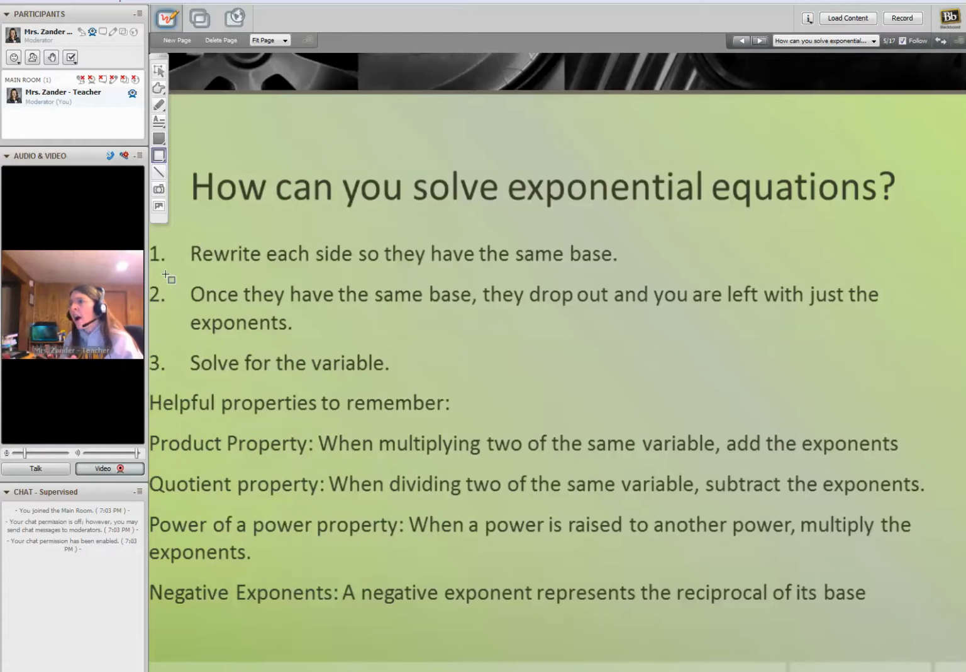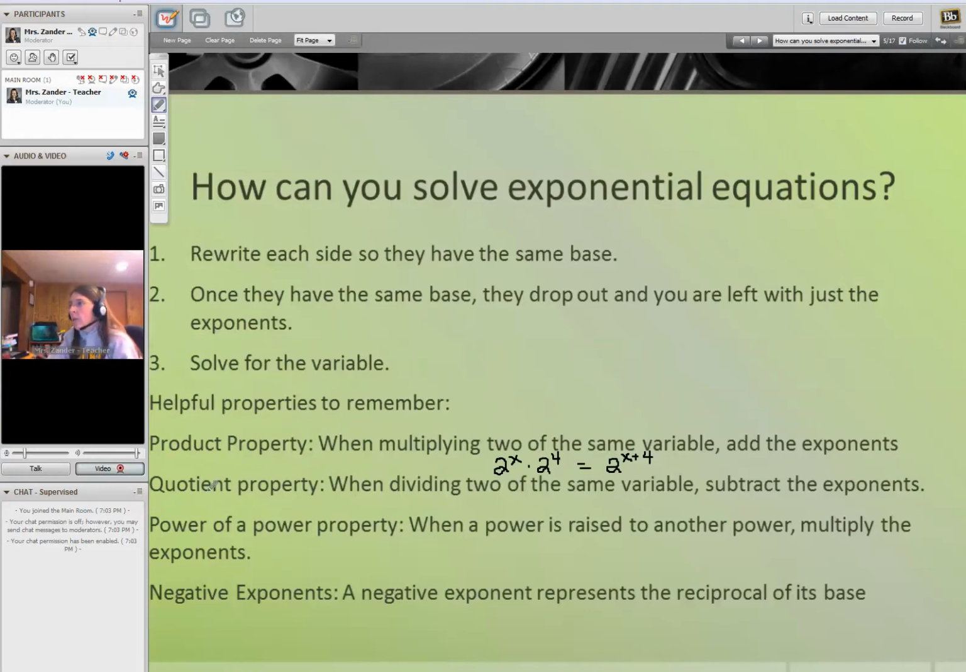There are some helpful properties that we need to remember when we are dealing with solving exponential equations, and hopefully you can remember some of these from our Algebra 1 days. Let's take a look here. The first one is the product property, and that says when multiplying two of the same variable, you're going to add the exponents. So if I were to have 2 to the x power times 2 to the 4th power, we can go ahead and say that is 2 to the x plus 4 power. Notice how they have the same base, and when you're multiplying there, we add those exponents.